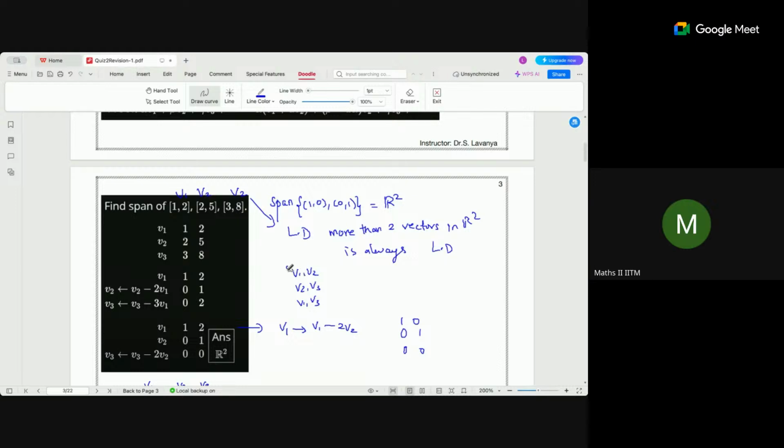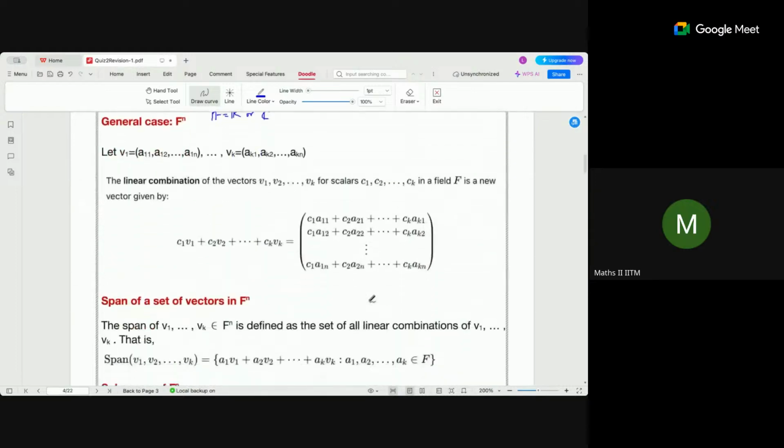Now suppose I am picking any one of this set: v1 v2, or v2 v3, or v1 v3. What can you say about each of these sets individually? What about v1 v2 first of all? Are they multiples of each other? No, they are not multiples of each other, so it means it is linearly independent. Same way you can see that this is also linearly independent, this is also linearly independent. Okay, fine.